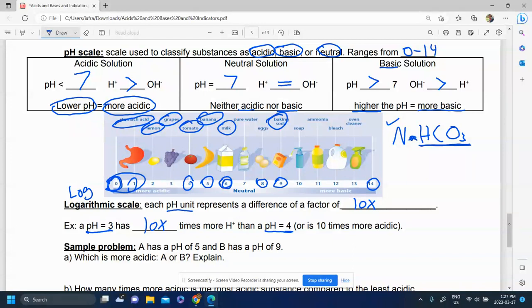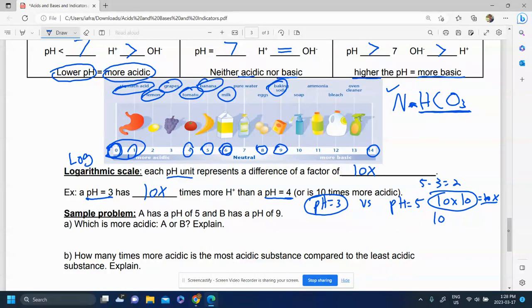So for example, let's say I was comparing a pH of 3 versus a pH of 5. First of all, the more acidic one is a pH of 3. How many times more acidic is it? Well, the difference between them, 5 minus 3, is 2. It's not 2 times more acidic. It's actually 10 times 10 more acidic, which is 100 times more acidic. You can also look at it like this. You can say 10 to the power of 2 times. So whatever the difference in the pH is, do 10 to the power of that difference, and that's how many times more acidic the lower pH is.